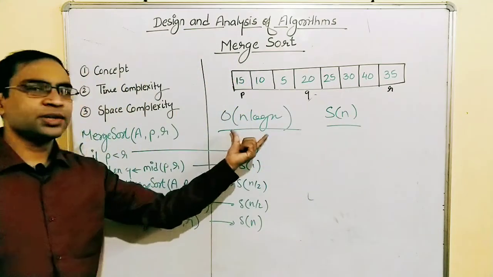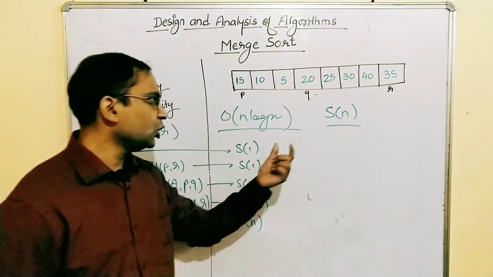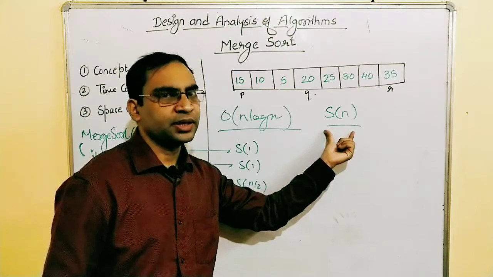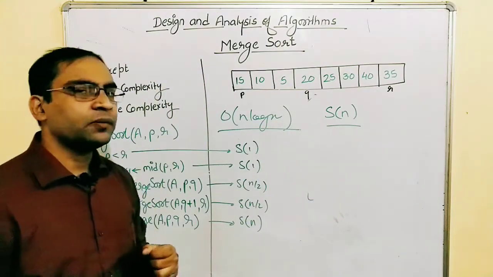So this is the time complexity, order of n log n. We could calculate this with the help of the recurrence relation, and this is the space complexity of the merge sort. So I hope you have understood the concept of the merge sort.